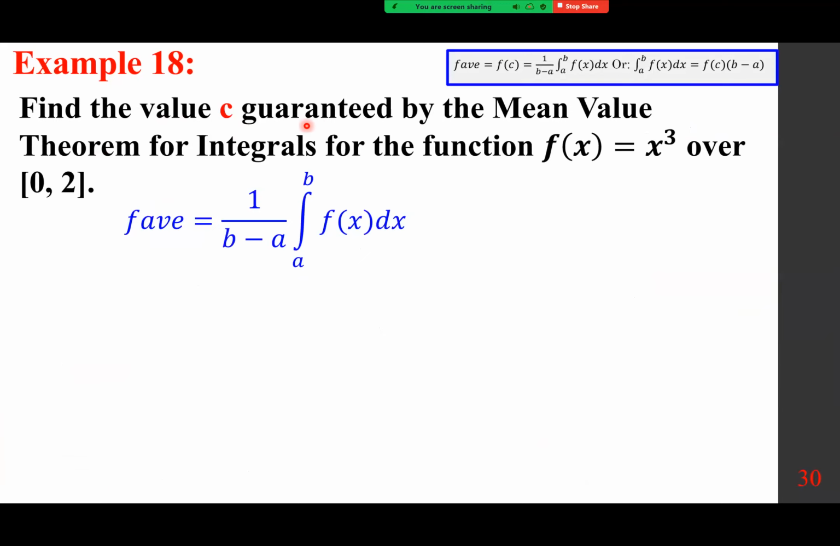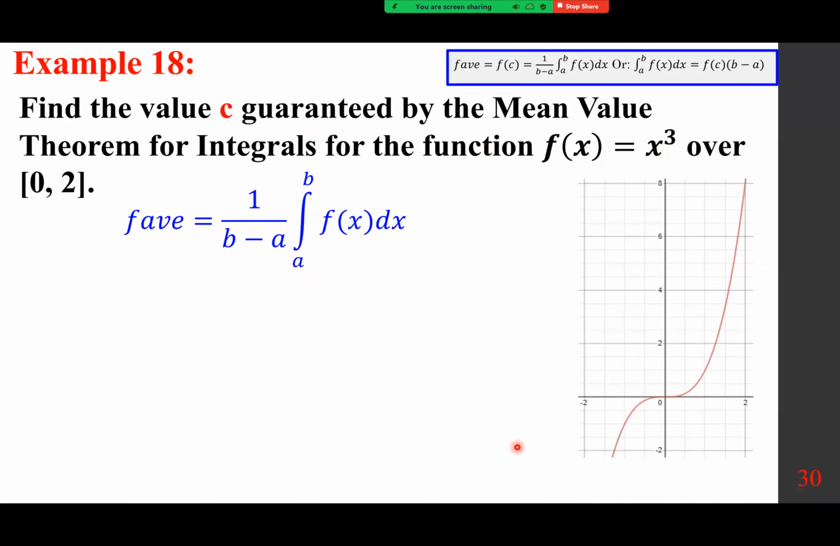Find the value c guaranteed by the mean value theorem for the integral for the function f of x equals x cubed over 0 to 2. Well, here's the f average, 1 over b minus a, the integral of a to b f of x dx. They are looking for the point that I mentioned in the previous case. So we want to find the x coordinate that gives us the average. So first and foremost, we are going to replace the a with 0, b with 2, and f of x with x cubed. And of course, let's graph it.